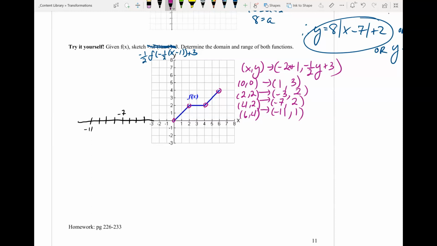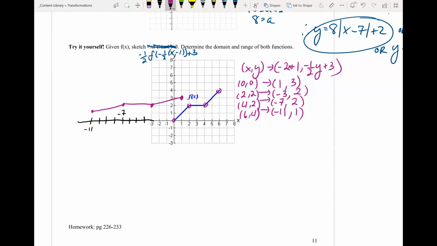All right, so I'm going to graph our first point, which is at 1, 3. Then our next point is at -3, 2. -7, 2, and -11, 1. Now I'm going to connect our points in order. This is our transform graph.